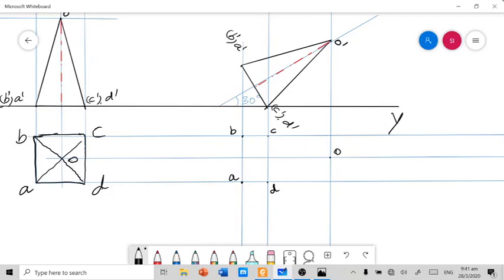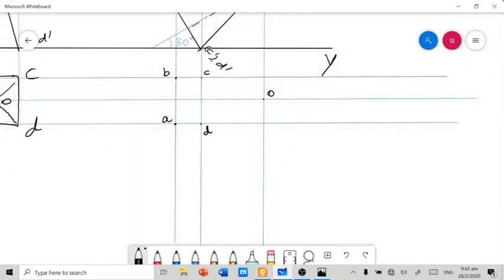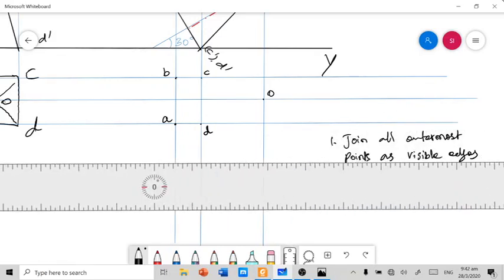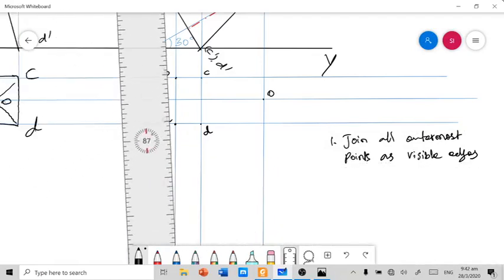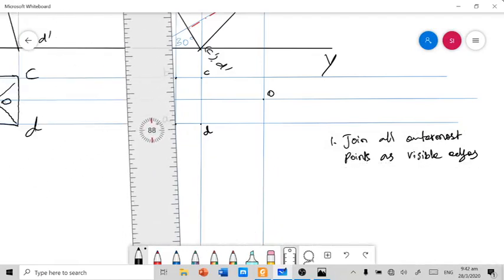The corners of the solid can be joined as per the rule followed in the previous problem. As per the known rule, first you have to join all the outermost points as visible edges. So by this rule, I need to join all the outermost points as visible edges.